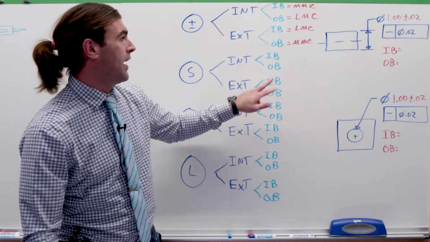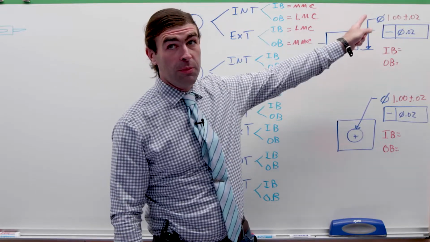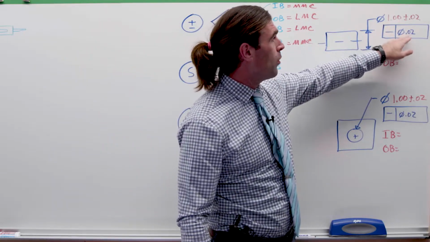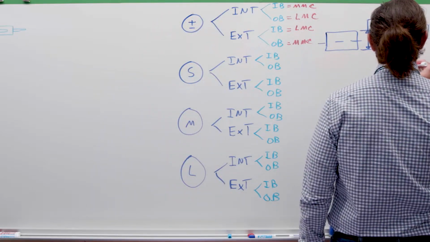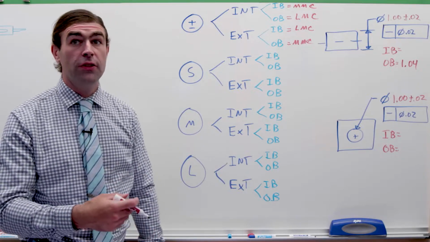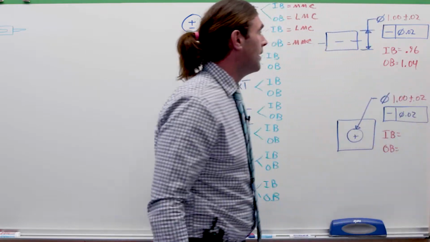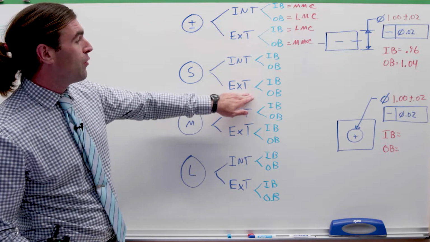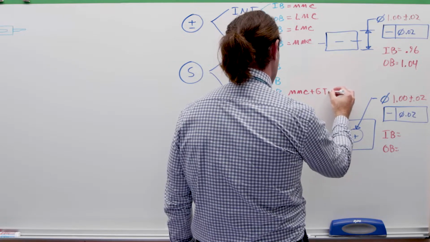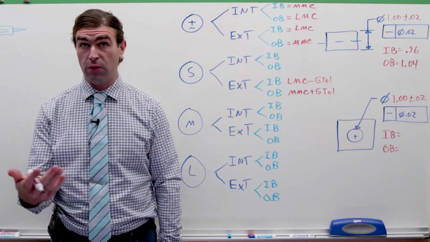So I changed the order here to reflect the order I have over here. Hopefully it makes it a little easier. The outer boundary of the pen is going to be the MMC plus the geometric tolerance. So 1.02 plus 20 thousandths, in this case, 1.04. The inner boundary is the LMC minus the geometric tolerance. So in this case, 0.98 minus 0.02, 0.96. So if we write it over here for our external feature, the equation would be, the outer boundary is MMC plus the geometric tolerance. The inner boundary is LMC minus the geometric tolerance for an external feature.